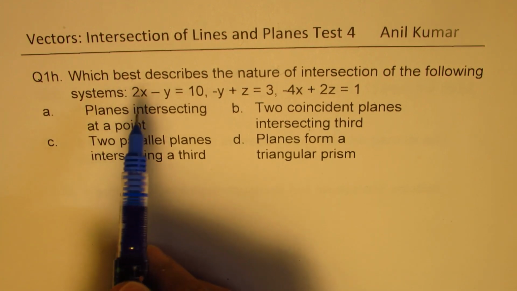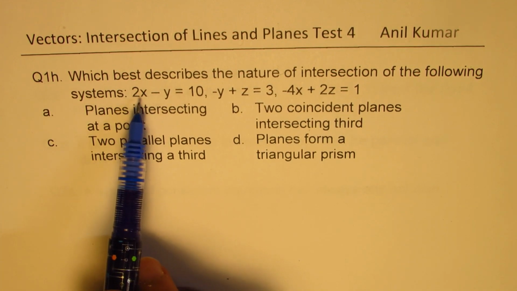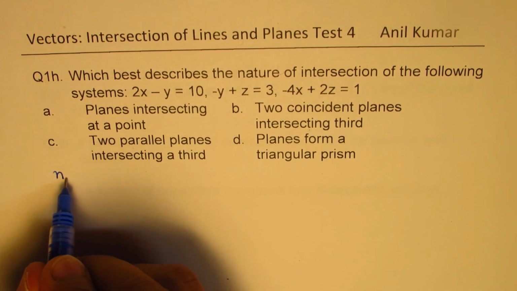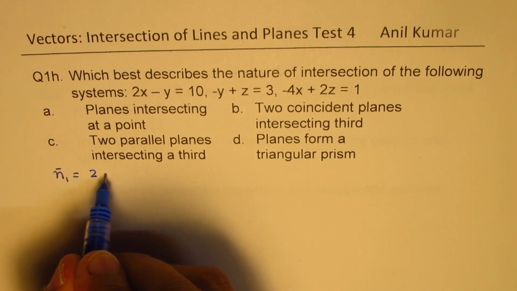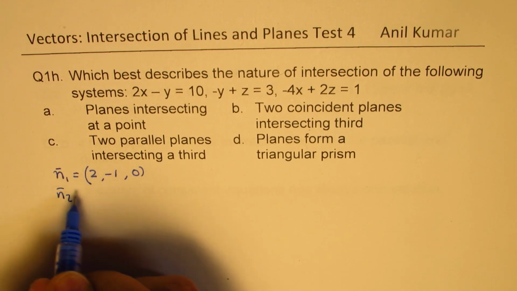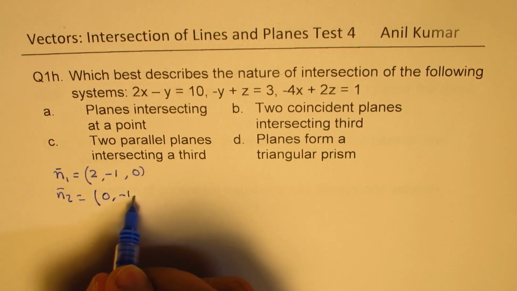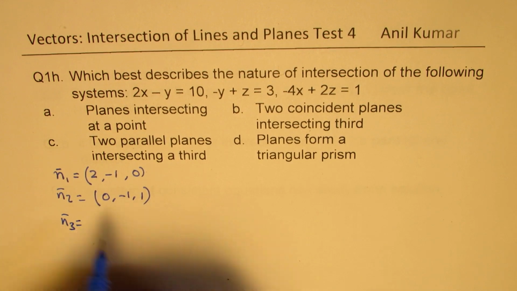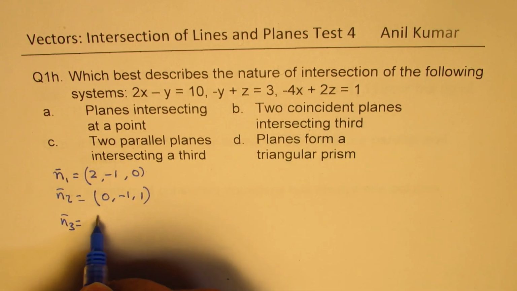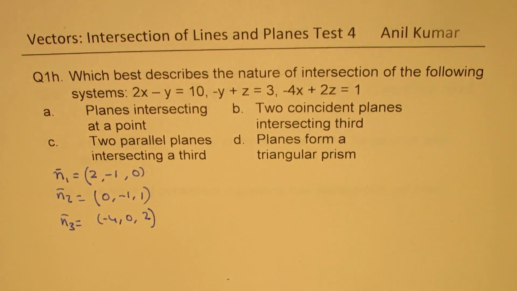Now let's look into the normals. So we could actually solve this also. The first equation is 2x minus y equals 10. So we could write the normal here as n1 equals 2, minus 1, and 0. For n2, minus y plus z equals 3, it is 0, minus 1, 1, and n3 is minus 4x plus 2z equals 1. So we get minus 4, y value is 0, and then we have 2. So these are the three normals.